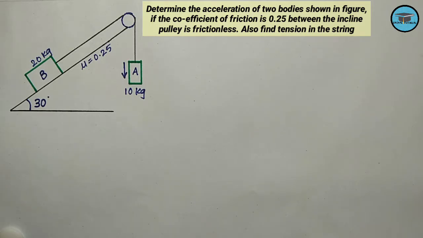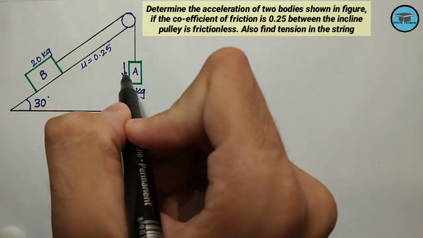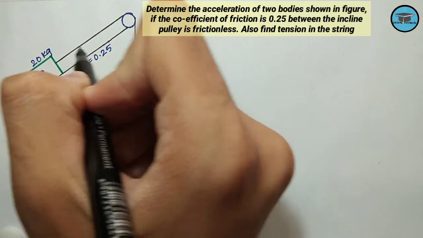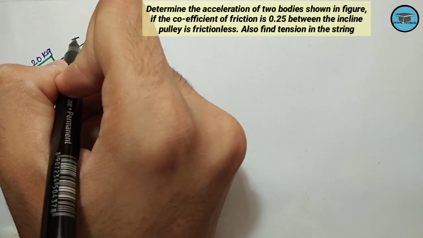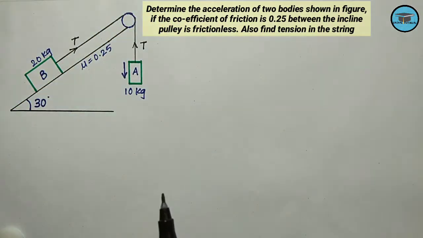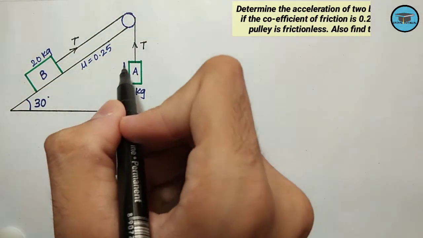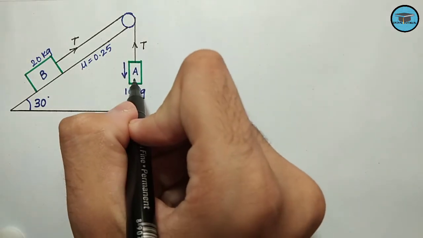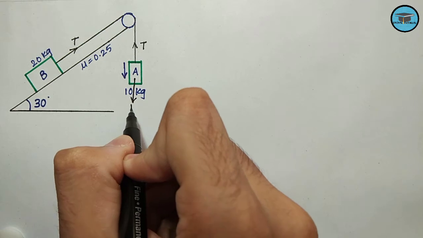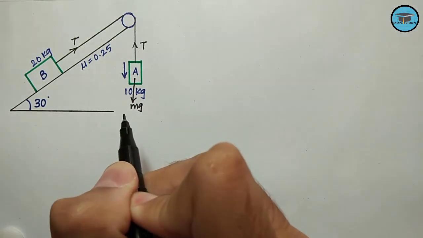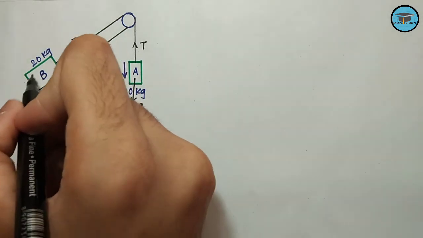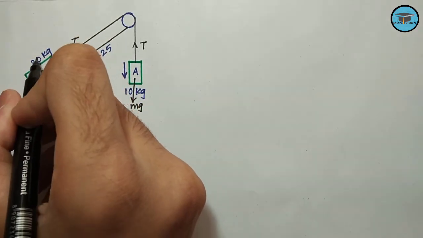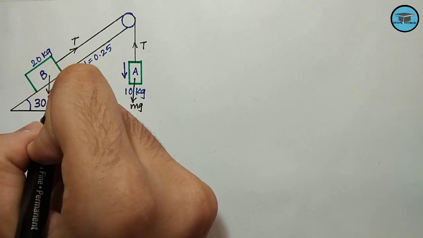Since the motion is in the downward direction, the tension in the string would be like this, and here the tension would be like this. Since this is block A, the weight would be acting in this direction, that is mg. For block B, the weight would be acting in this manner. This is mass into gravity, and the mass is given as 20 kilograms, so 20 g.